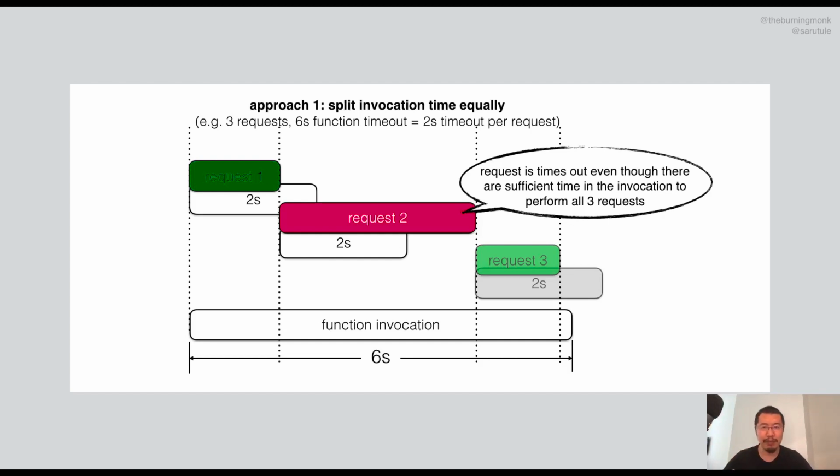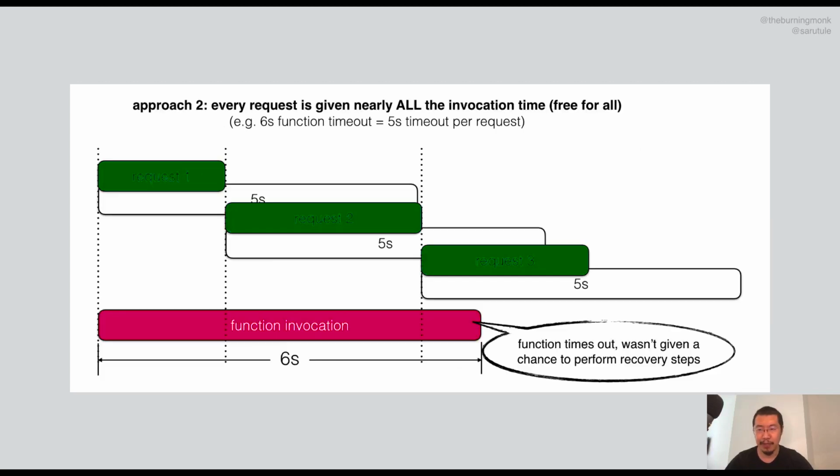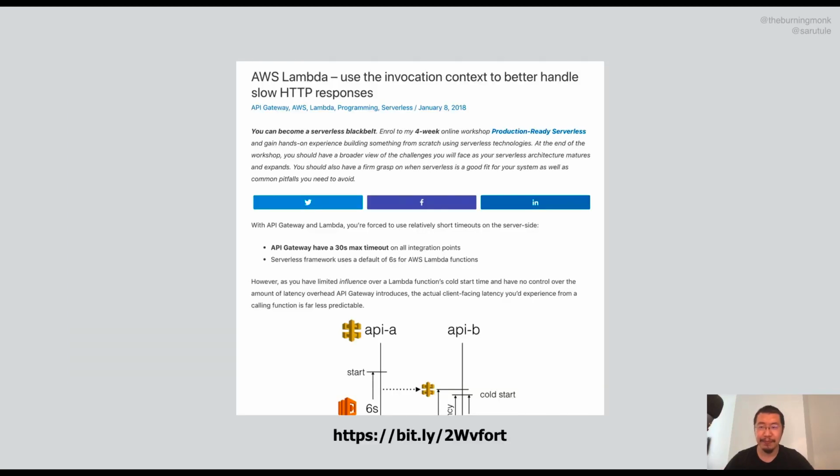But then some requests might get timed out, even though it would have been fine if we had just let it run, because there's enough time in the 6 seconds to actually finish all of them. So a second strategy takes a more optimistic view, and every request gets the full 6 seconds, but then our function ends up timing out even though none of the requests took too long, because collectively they took longer than the 6 seconds that we had.